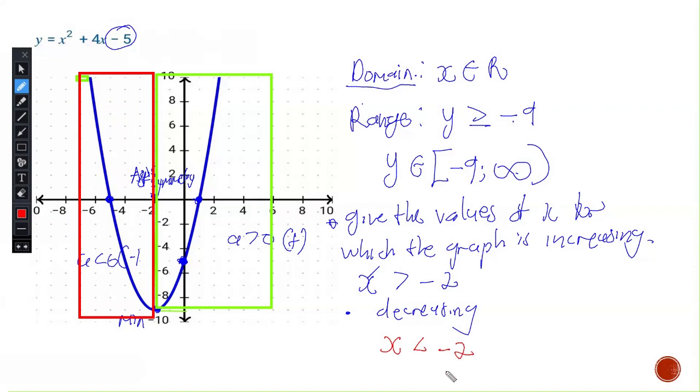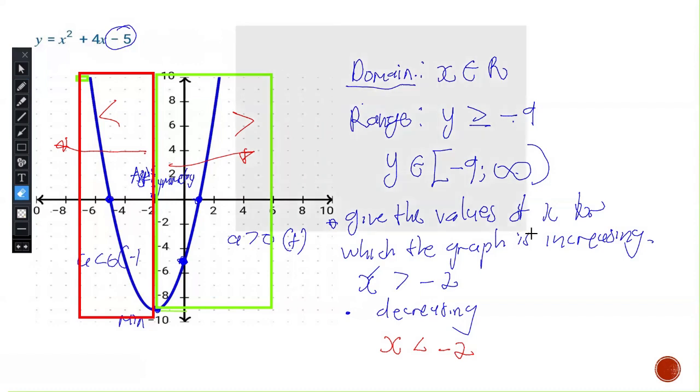Right. So the values of x for which the graph is increasing start from -2 going in that direction. The values for which the graph is decreasing are from -2 going back in that direction. So we say when x is less than -2. You can see where the inequality signs are facing. If it's going in that direction, we'll say greater than. If it's going in that direction, we'll say less than. Right. So that's basically how you answer those questions.